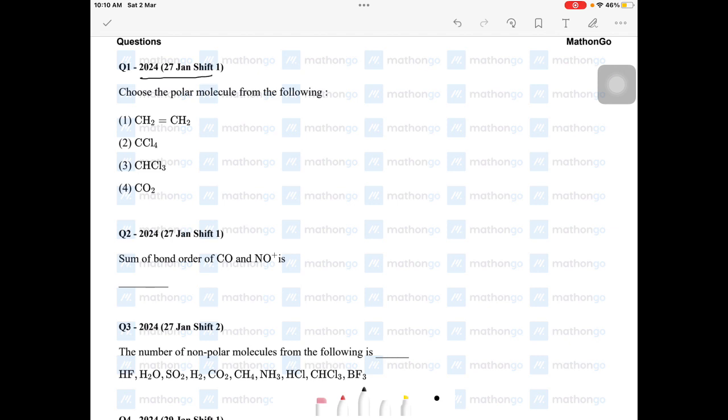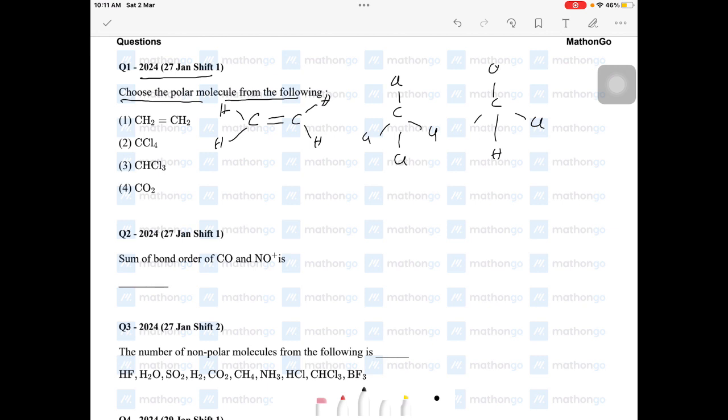27th Jan, Shift 1. Choose the polar molecule from the following: CH2=CH2, CCl4, CHCl3, CO2. If you take CH2=CH2 and CCl4, CHCl3, CO2.